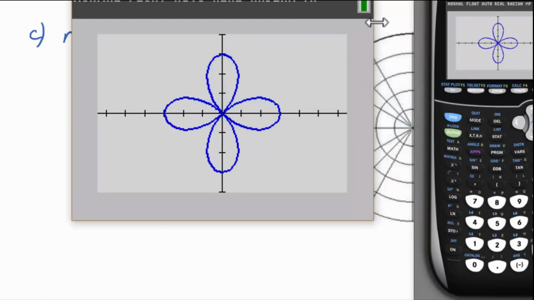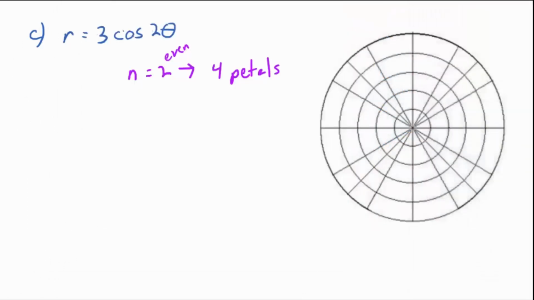Okay, so how do you do it if for some reason you're not allowed to use a calculator? Well, you do have to know that trick. N is even, so there are going to be twice as many petals as whatever number n is. So you know there's 4 of them, right?